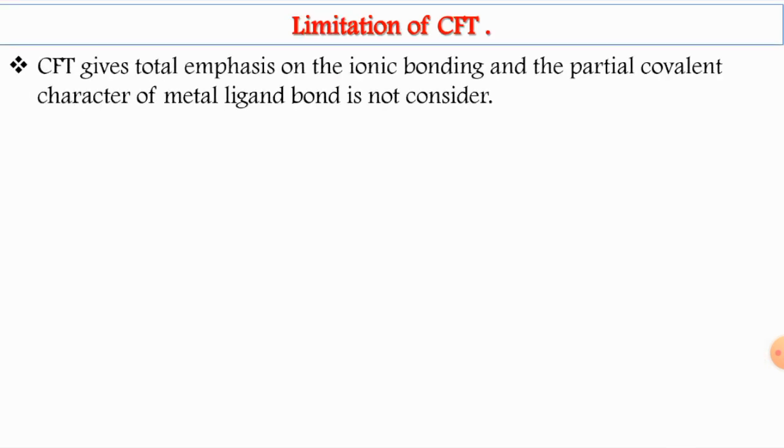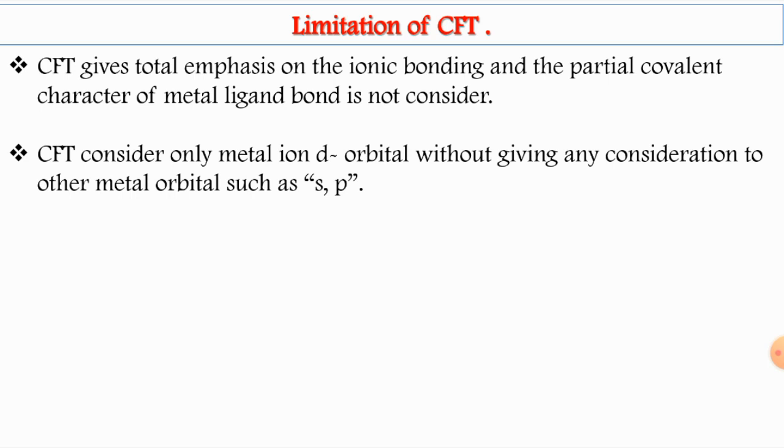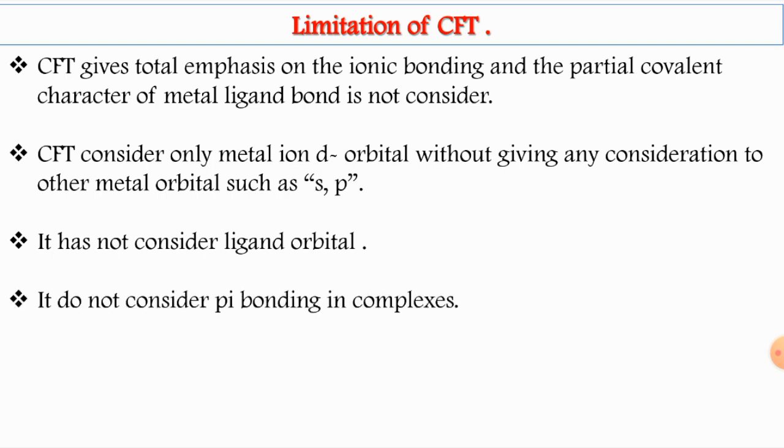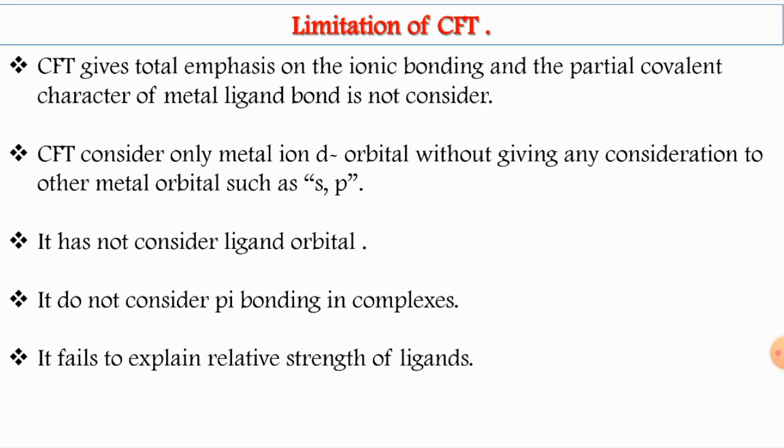What are the limitations of CFT? CFT gives a total emphasis on the ionic character; the partial covalent character of the metal-ligand bond is not considered. That is, in CFT only the ionic character is going to be considered. So CFT considers only d orbitals. It cannot consider which ligand orbitals are going to interact. We only deal with the metal d orbitals. We are not considering the ligand orbitals, whether s or p, etc. One more thing: if any pi bond containing ligands are there, again we can't explain that type of bonding, and it failed to explain the relative strength of the ligands.